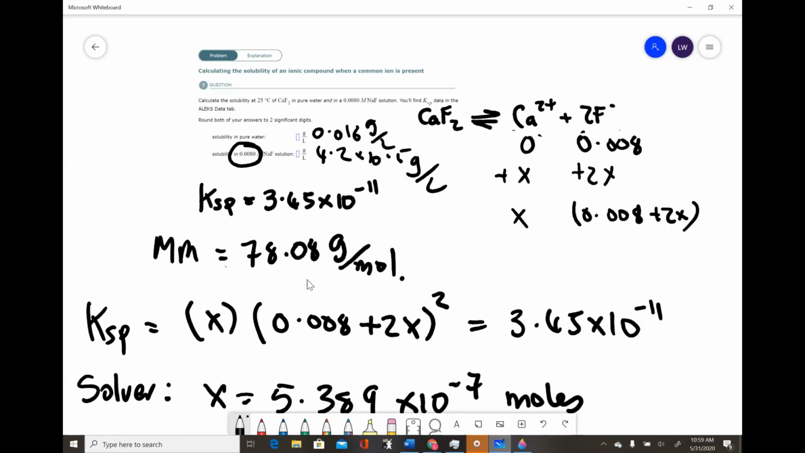liter. So adding the sodium fluoride radically reduced the solubility, which is what we would expect if we add fluoride ions. It's going to push the equilibrium to the left.